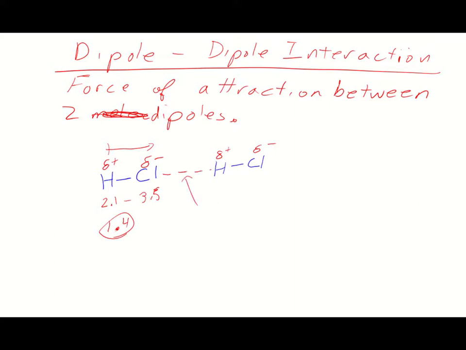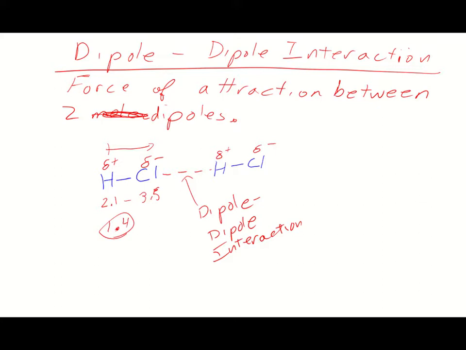This force of attraction between these partial positive and partial negative charges is known as dipole-dipole interaction. And things stay liquids or stay solids because of this attractive force. It's what keeps this molecule of hydrochloric acid from drifting away into space away from that molecule of hydrochloric acid. So dipole-dipole interactions are very important.